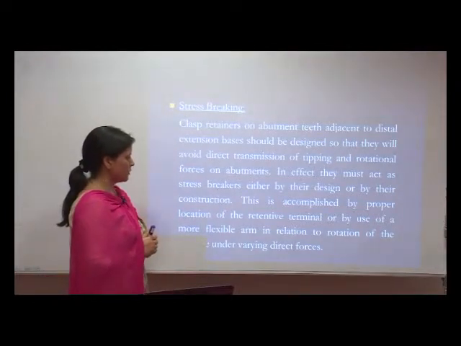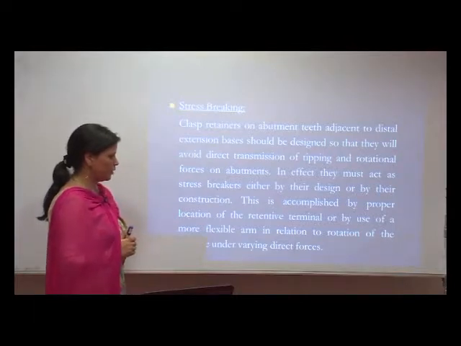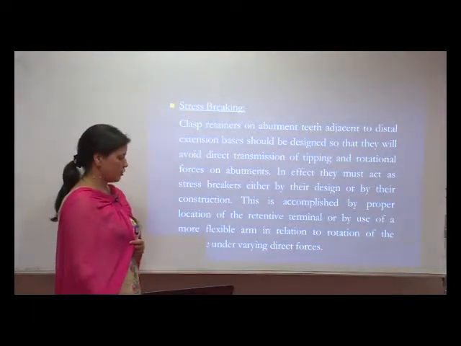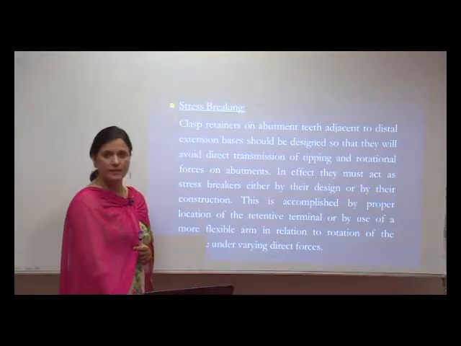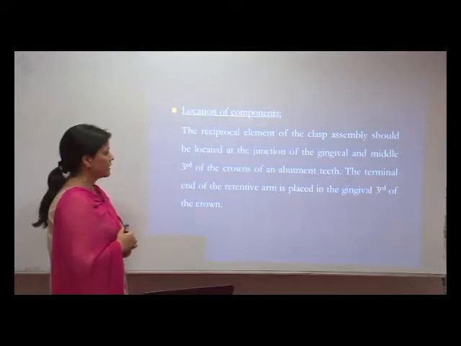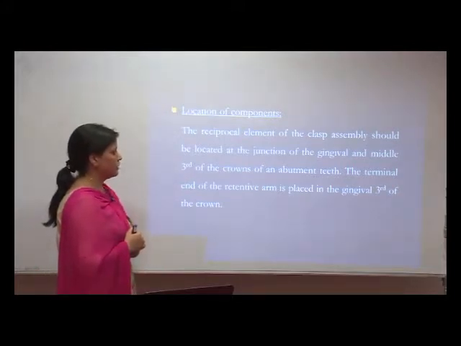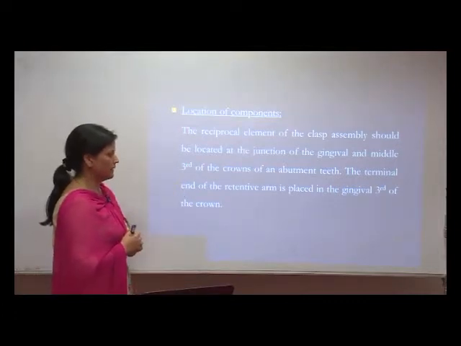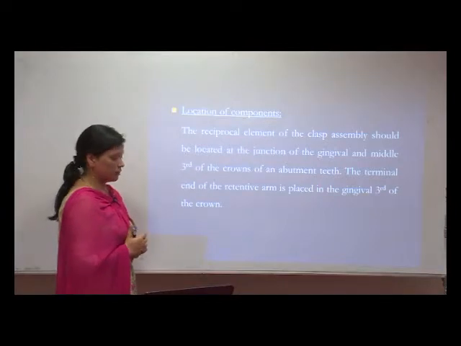This is accomplished by proper location of the retentive terminal or by use of a more flexible arm in relation to rotation of the denture under various direct forces. Location of components: the reciprocal element of the clasp assembly should be located at the junction of gingival and middle third of the crowns of the abutment teeth. The terminal end of the retentive arm is placed in the gingival third of the crown.